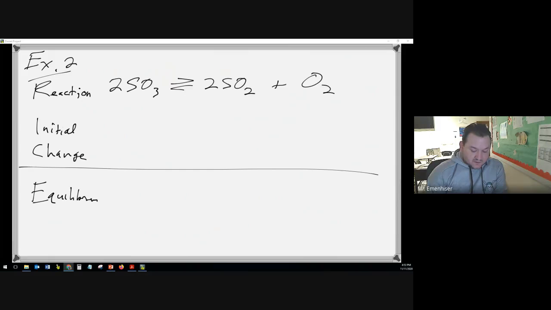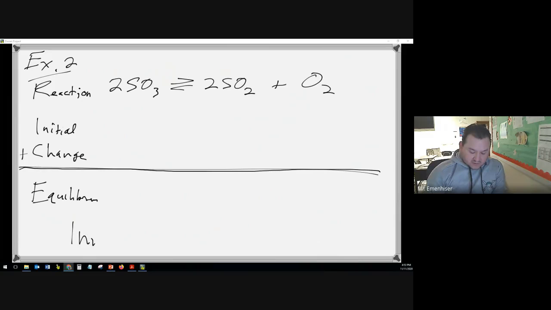Okay, so that's our chart. When I do this chart, I will usually put a line underneath change, and it's kind of like adding. I'm going to add these two together. I take the initial concentrations, I add the change to get to equilibrium, and then I get equilibrium.